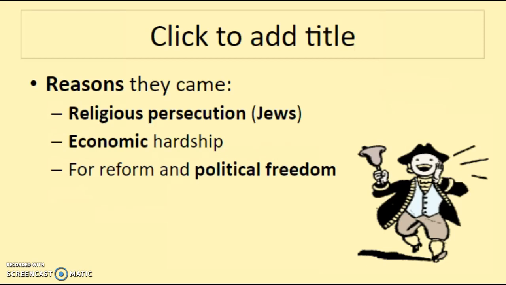Personal freedoms, just being free. Opportunity to go to school. Young men weren't forced to serve long years in the military. And citizens could freely take part in the democratic government. We also saw some economic hardships in certain areas that brought people to the United States. And we also saw them immigrate for reform and political freedom.